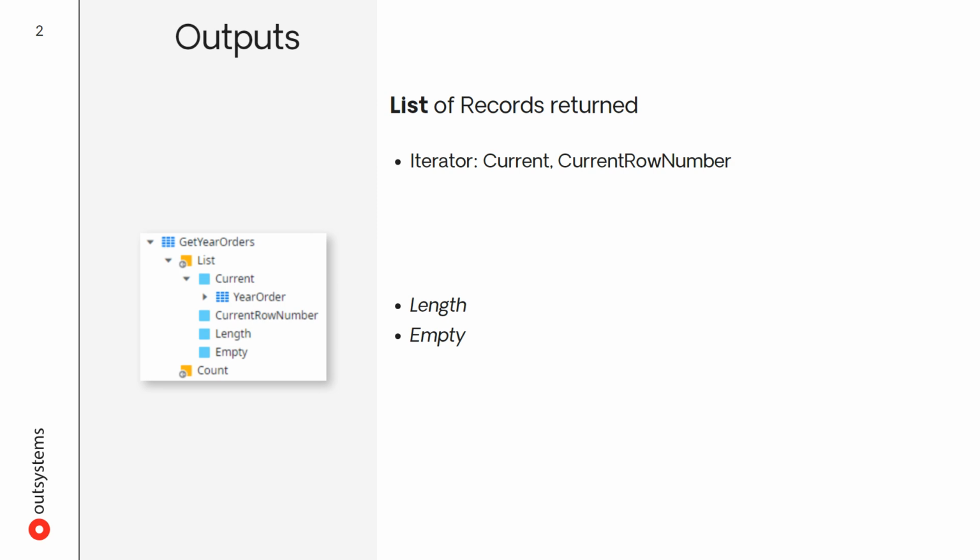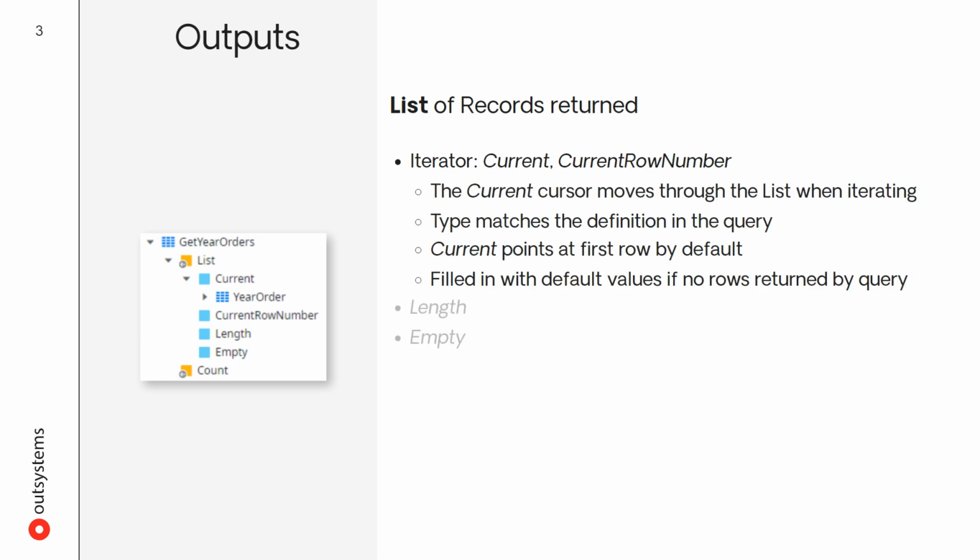First, an aggregate returns a list of records that matches the query definition. This list of records has several important properties, such as iterator-related properties, length, and empty. Regarding the iterator-related properties, these allow you to iterate the list of records returned by the aggregate. The current matches the type of the entities defined in the source tab, while the current row number starts at 0 and goes all the way to the total number of records in the list, -1.